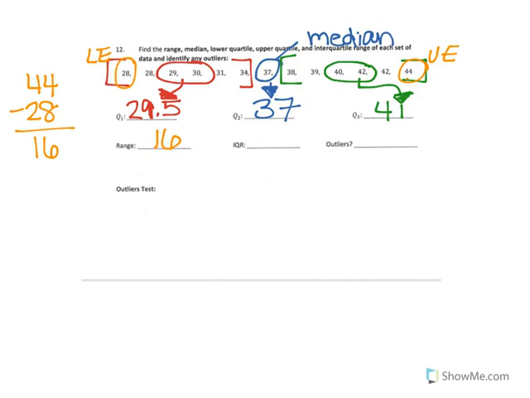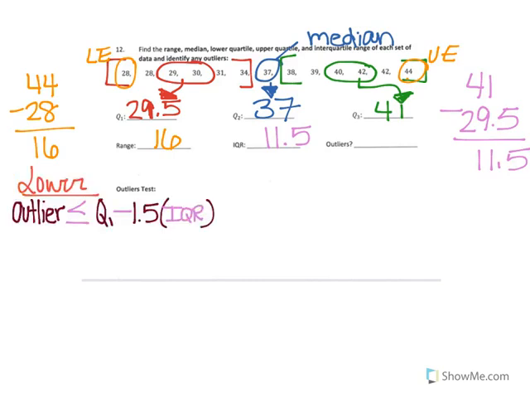And then for the interquartile range, we're going to take our largest quartile, 41, which is Q3, and subtract our smallest quartile, Q1, which is 29.5, and we should get our interquartile range is 11.5. Now we're going to use our outliers test to determine if there are any outliers.